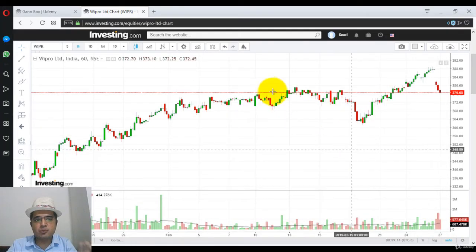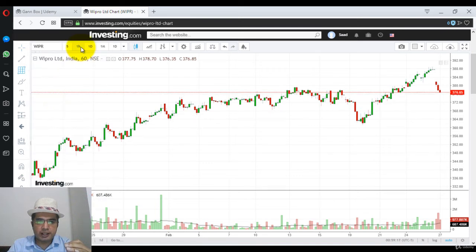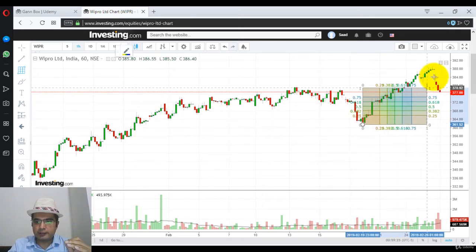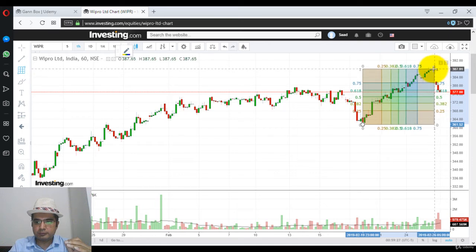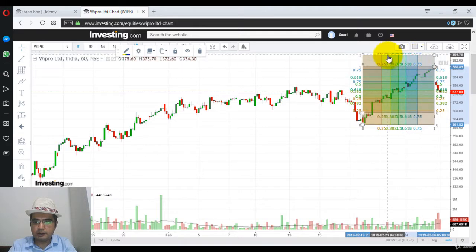Hi guys, let's do a live trade on Gann Box. Now, I'm selecting the Gann Box. I've selected 1 hour. It's a Wipro Limited company. And I'm selecting the low to the high. Here we go. Now, I am just copying and pasting.